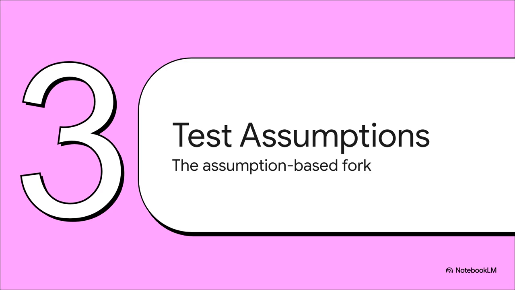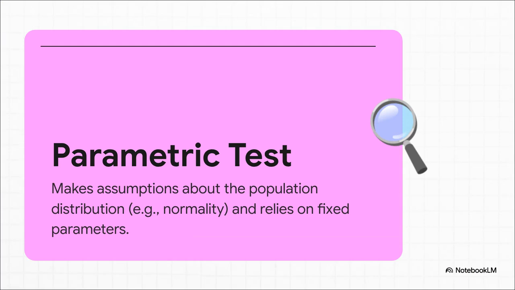All right, on to clue number 2. Now that we know what kind of data we have, we hit a fork in the road, and we have to ask a new question. Does our data play by a certain set of rules? This is the choice between parametric and non-parametric tests. Think of parametric tests as the high-precision power tools in your workshop. They're incredibly powerful, they're super accurate, but, and this is a big but, they only work under very specific conditions.